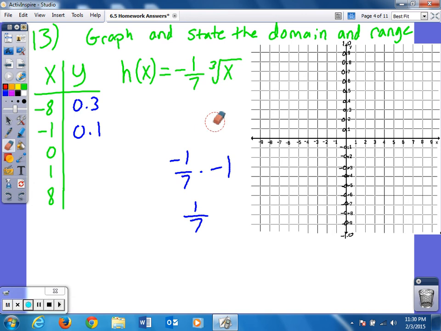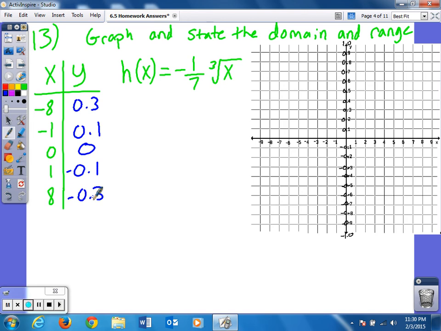If we plug in 0, well, the cube root of 0 is 0, so that's just going to give us 0. And then for 1 and 8, we're going to just get the opposite sign of what we got for -8 and -1. So I'll just write those in. So it'll be -0.1 and -0.3. If you'd like to go through and do that calculation to check and make sure that is right, you're welcome to do that, but I'm going to take a shortcut here.